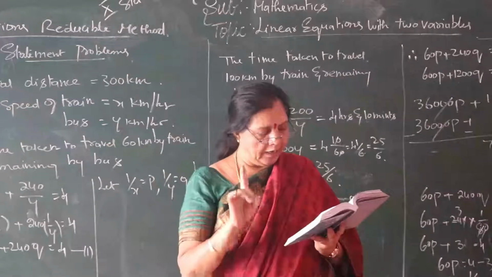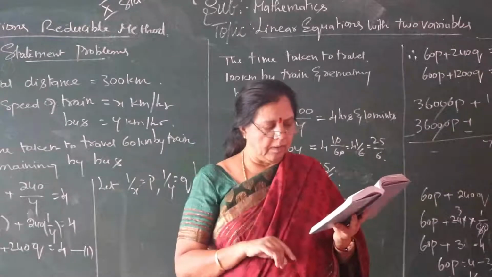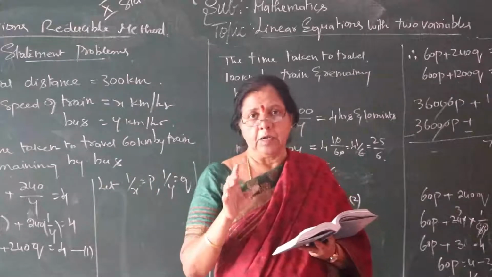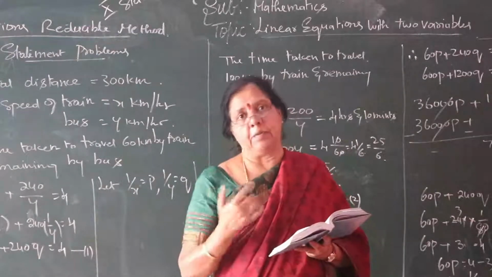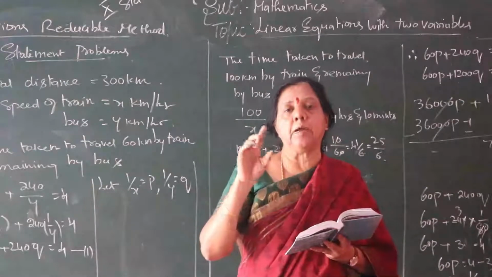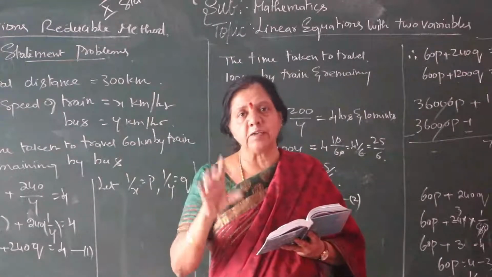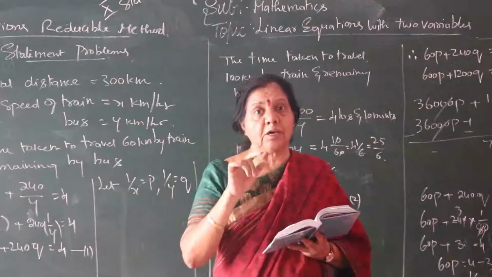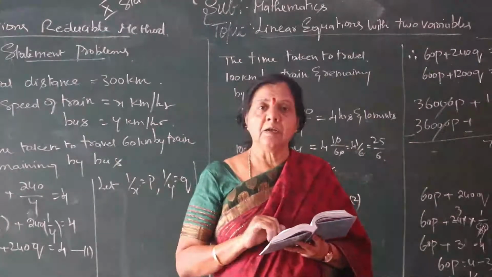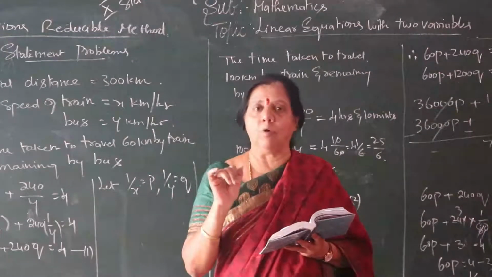Okay. Now, if she travels 100 kilometers by train and the remaining by bus, she takes 10 minutes more. 4 hours and 10 minutes she is taking. In another case, 100 kilometers by train, the remaining by bus. So what time did she require? 4 hours 10 minutes. Got it, children? So that is 100 kilometers by train, the remaining by bus, so 200.